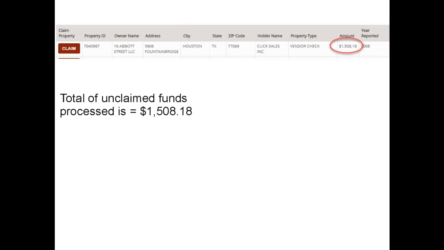Now, again, just to remind you how much you're getting paid, here's the example that I gave in the earlier steps on this Abbott Street LLC company. It's $1,508.18. So the total of the unclaimed funds process that you're doing for us, and that we're going to be working with the client to get that money back. You're not waiting for this money to be received from the client from us and us getting it back into their hands. It's immediately done because these accounts are always, always completed.